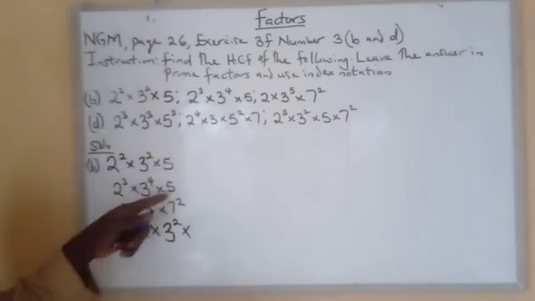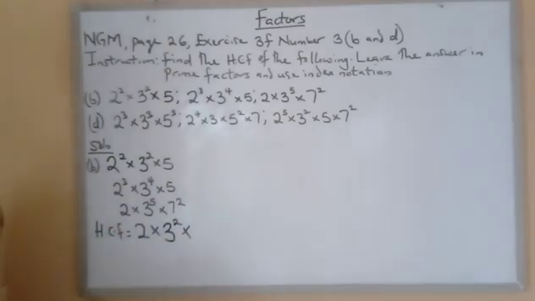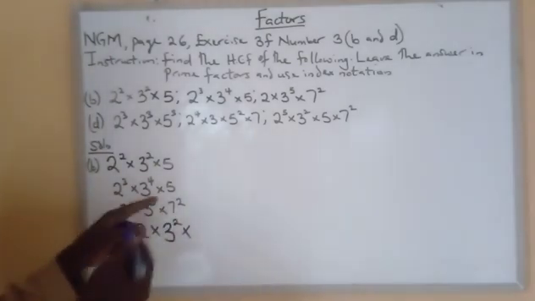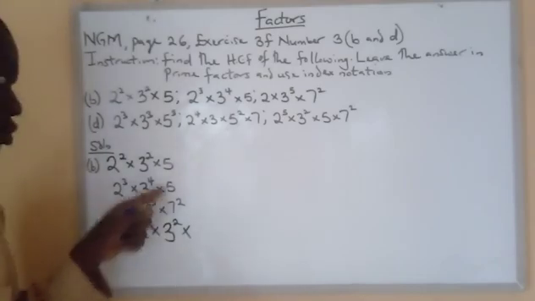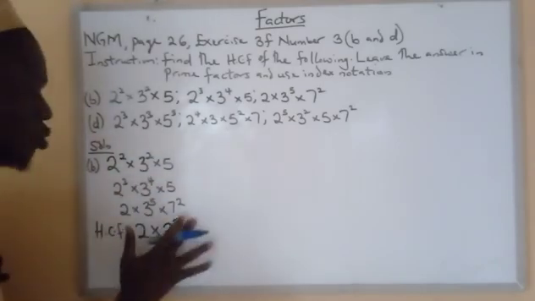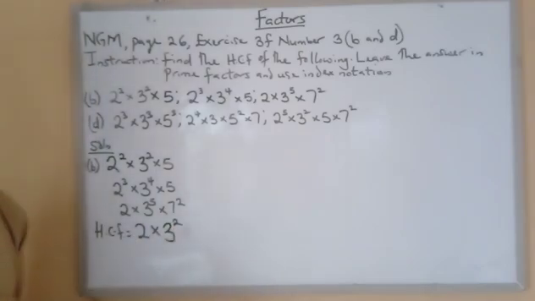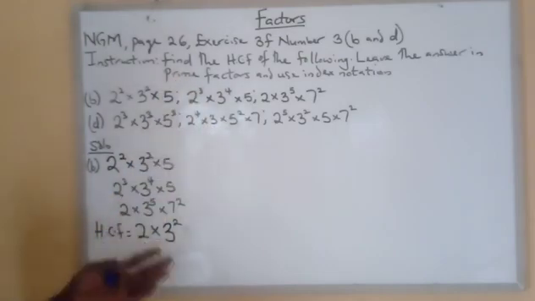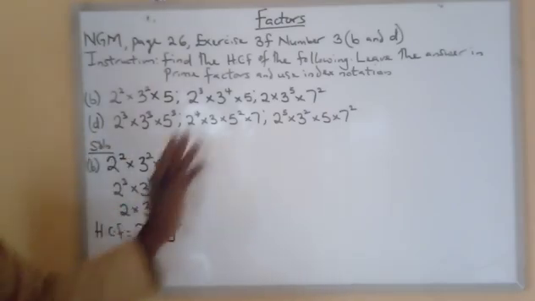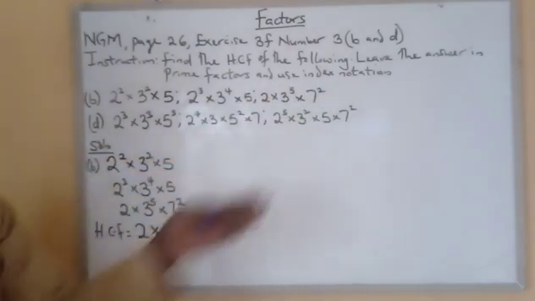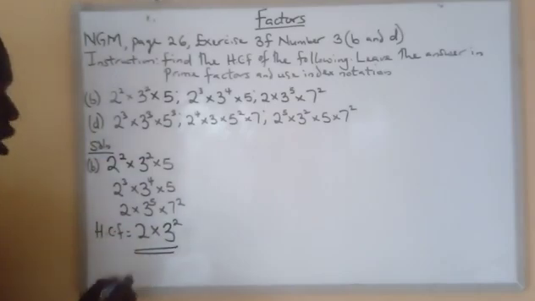The same thing here. 5 is here, 5 is there, but no 5 there. So 5 is not common. This is 7 to the power of 2. Here is 7, no 7 in the other one. So we have come to the final answer. And we have to leave our answer in prime factors. These are prime factors. 2 and 3 are prime factors of all these expressions. And then index notation, it has now been put in index notation. That is our final answer. It's just as simple as that.